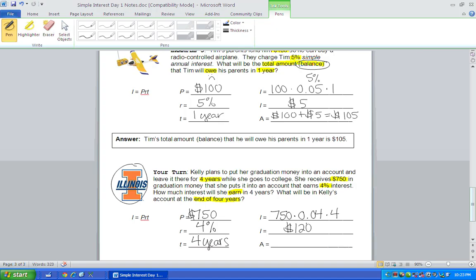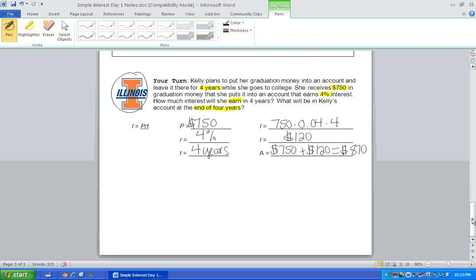But it also asked us what will be in Kelly's account at the end of 4 years. So Kelly's going to have the $750 that she made for graduation money, but then because she left it in her account without touching it for 4 years, she's going to earn an extra $120 in interest. So her balance at the end of 4 years would be $870. Easy breezy, right? Hopefully you said yes.